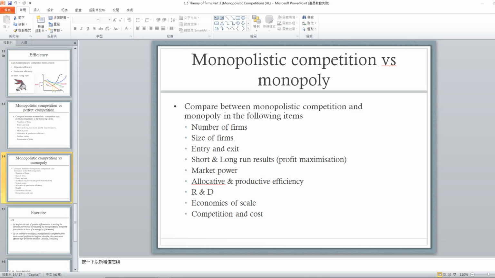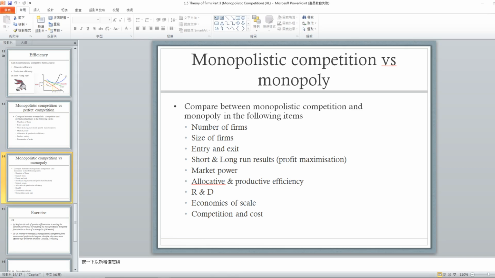Elise, what about market power? Less market power for monopolistic competition and way more market power in monopoly, and we all know the reason. Because there's only one firm in that market, so they can do whatever they want.